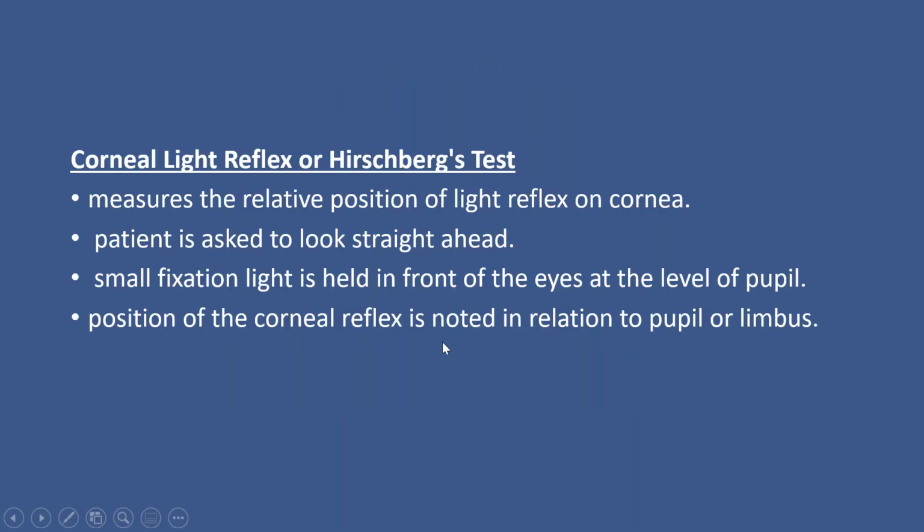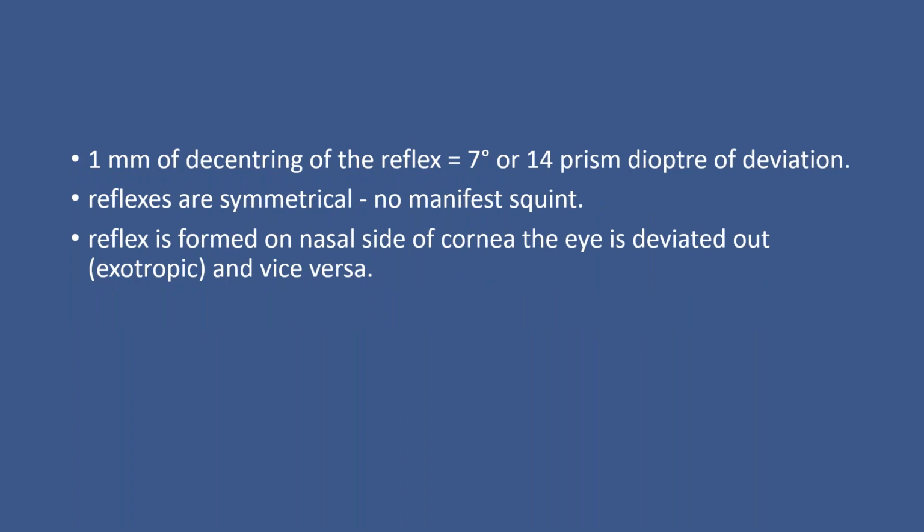Then the other screening test is your corneal light reflex, or Hirschberg's test. It measures the relative position of the light reflex on the cornea. What you have to do is ask the patient to look straight ahead and shine a torchlight from the front, at the level of the pupil. Then you look for the position of the corneal reflex in relation to the pupil. Any amount of decentration that is there, you're supposed to note it. A single millimeter of decentration of the reflex corresponds to 7 degrees or 14 prism diopters of deviation. And if the reflexes are symmetrical, obviously there is no squint.